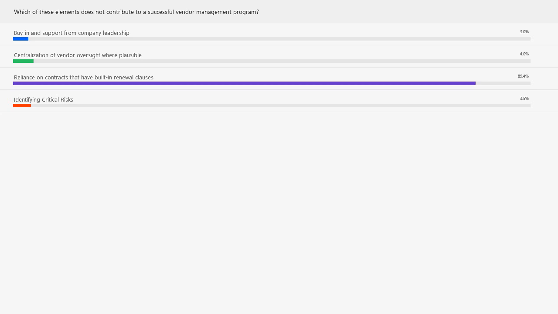Most folks, about 90%, or 89.4 here, did go with reliance on contracts that have built-in renewal clauses. That does not assist in a successful vendor management program, but we'll talk about that in a little bit when we go through contract management and just really avoiding the use of evergreen clauses in contracts.